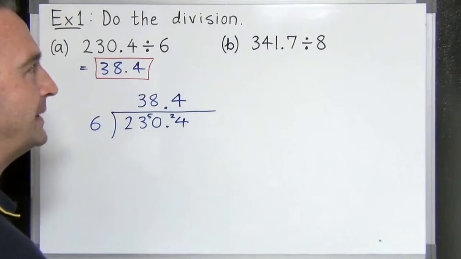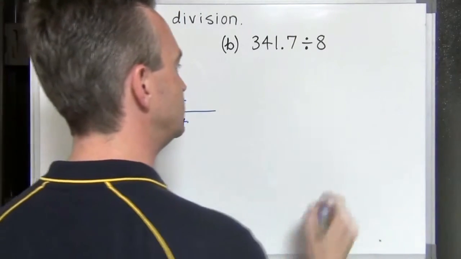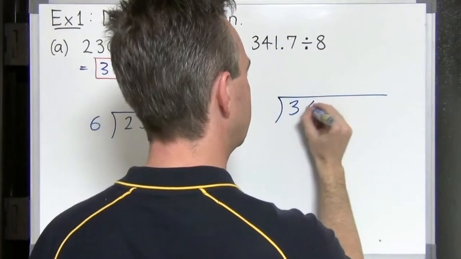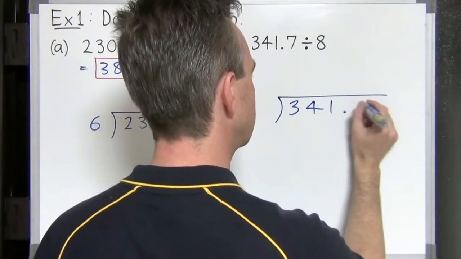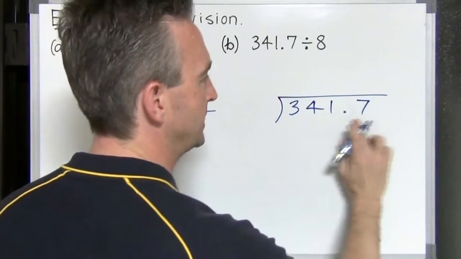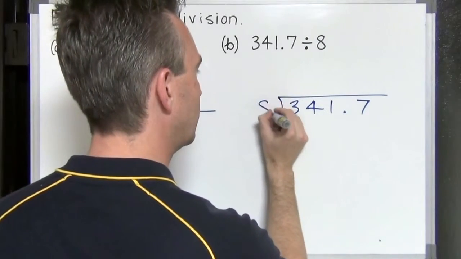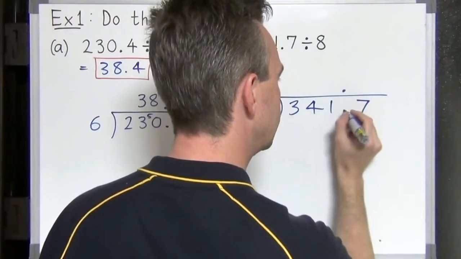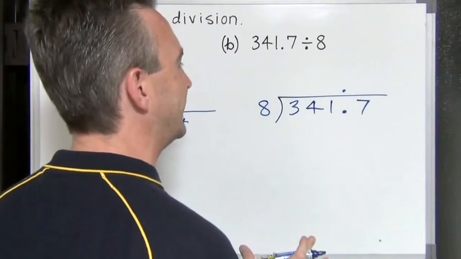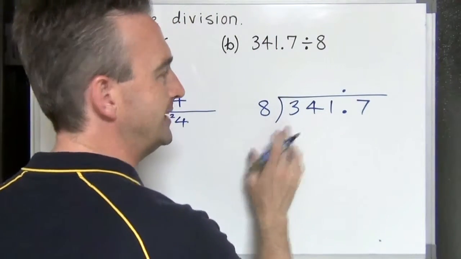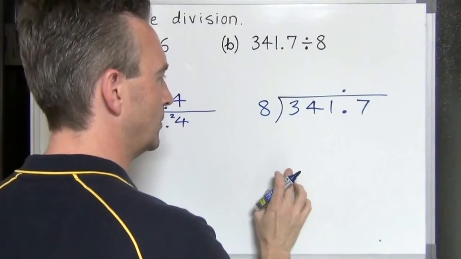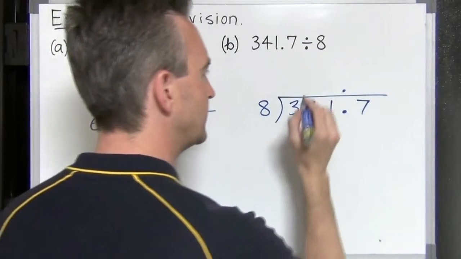Let's try another one. B, 341.7 divided by 8. Let's set it up. 341.7. Always use lots of space when you're doing short division. Divided by 8. And as I said, the decimal point just copies straight up in the beginning, and you don't have to worry about that again till the very end. Dividing 8 into 3 doesn't go. Okay, let's try 34. 8 into 34 does go. 4 8s are 32, so that's going to go 4.